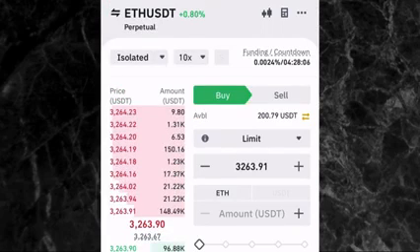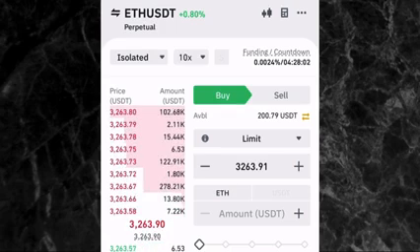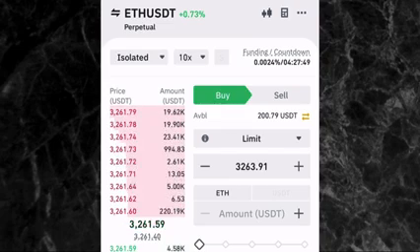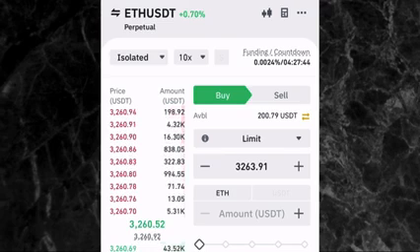So now, how can you take a trade on the futures trading page, whether you want to long or short? Now, you need to know that when you want to long, it means that you are predicting that the price will go up, and when you want to short, it means that you are predicting that the price will go down. So let's say, for example, we want to long this trade, ETH USDT.